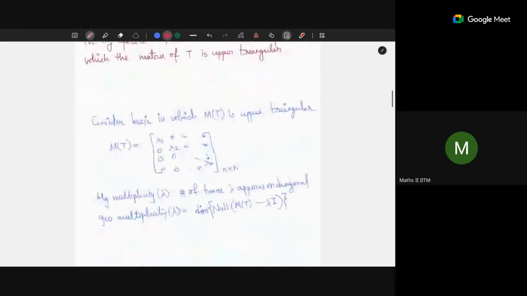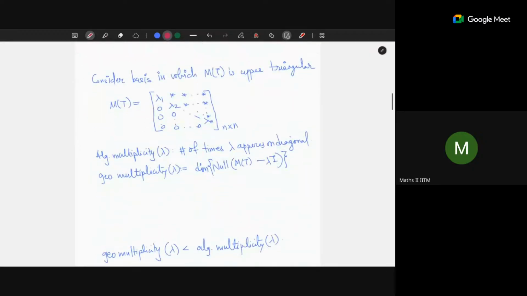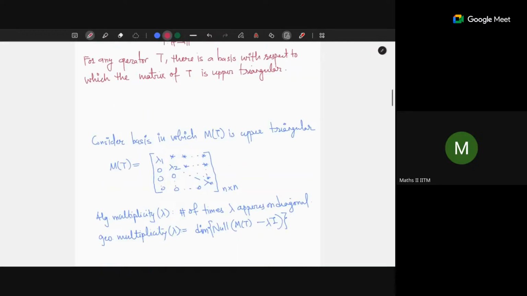Right. Okay, so now let's look at this. Now from this operator, suppose you have an operator T from Cn to Cn, and you can find a basis with respect to which the matrix representation is upper triangular. In particular, the matrix representation will look something like this.